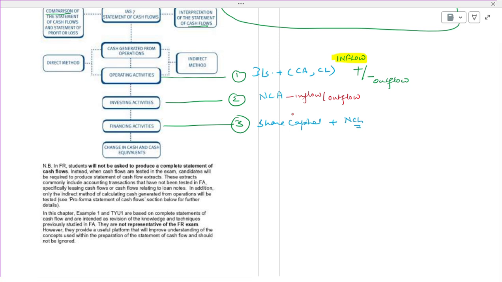Inflow. Hussein, receivable. Sumaya, bank. Huh? Confused now.